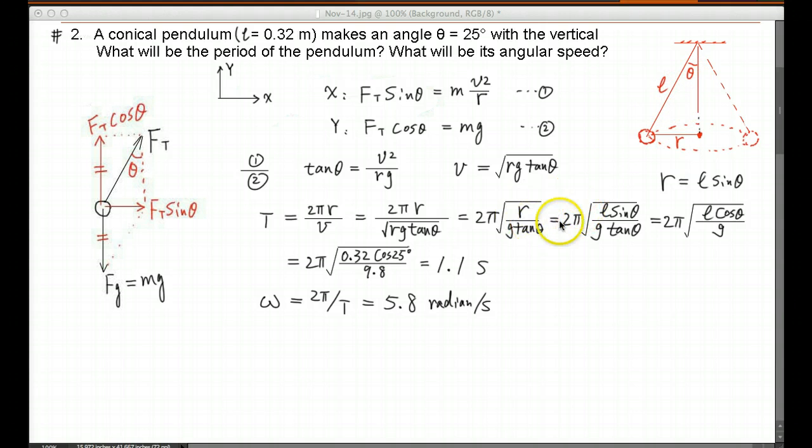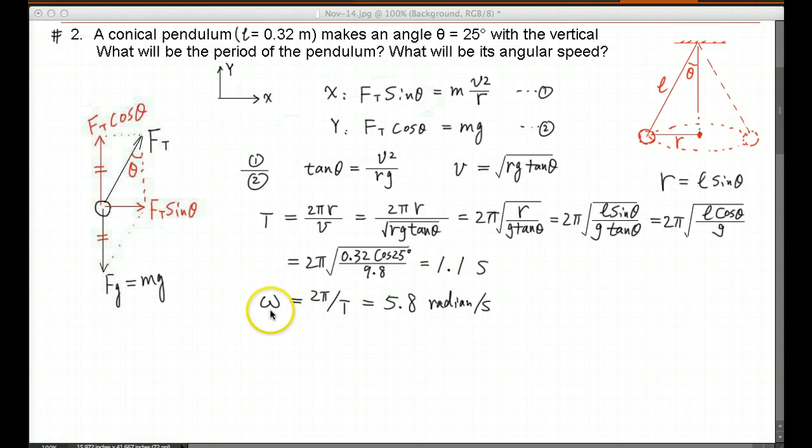If we plug in here, you can see tangent theta is equal to sine theta over cos theta. You can cancel the sine theta and flip over the cos theta. Anyway, you can do it your own way to figure this out. Eventually you should get this, and that's where you plug in all the numbers. Simplify everything, so you don't have to do duplicate calculation. Plug everything in, calculate, and you get 1.1 seconds for the period.